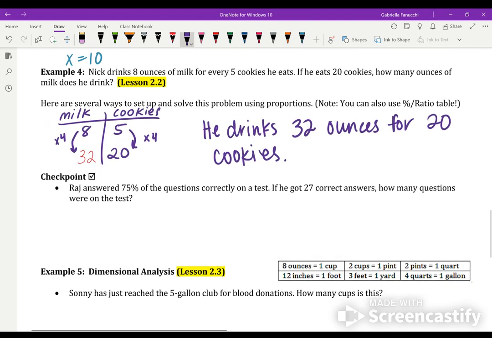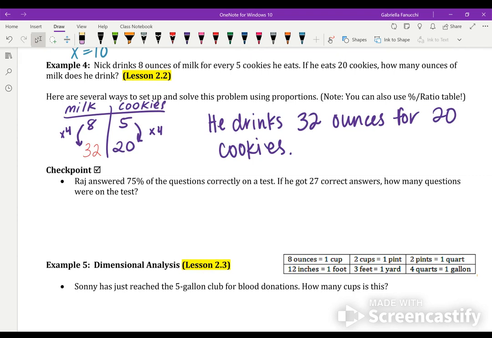Okay. Raj answered 75% of the questions correctly on a test. If he got 27 correct answers, how many questions were on the test? Let's set up another table. So here we have our percent, and there's the amount. Okay, so we know he had 75% correct, and 75% correct was the 27 correct answers. It tells us right there, 75% of the questions correctly, he got 27 correct.